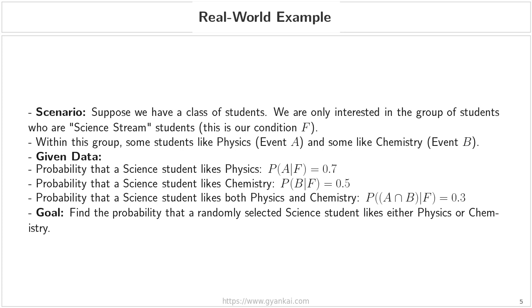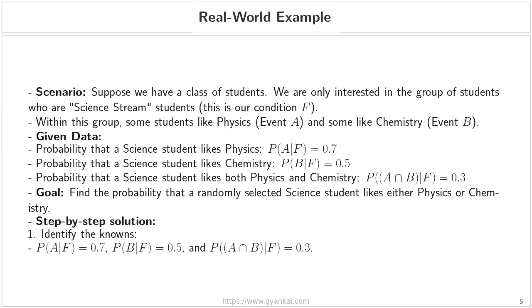Our goal here is to find the probability that a randomly selected student from this science group likes either physics or chemistry. In mathematical terms, we are looking for the probability of the union of A and B, given F. To solve this, let's follow a clear step-by-step process. Step 1. Identify our known values. We have the probability of A given F as 0.7, the probability of B given F as 0.5, and the probability of the intersection of A and B, given F, as 0.3.